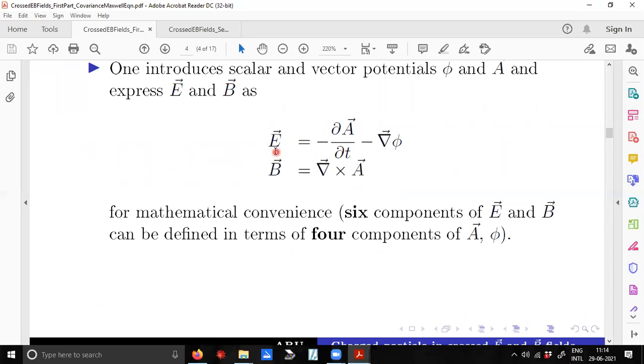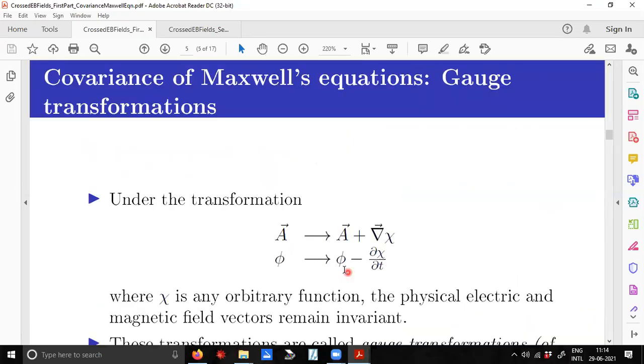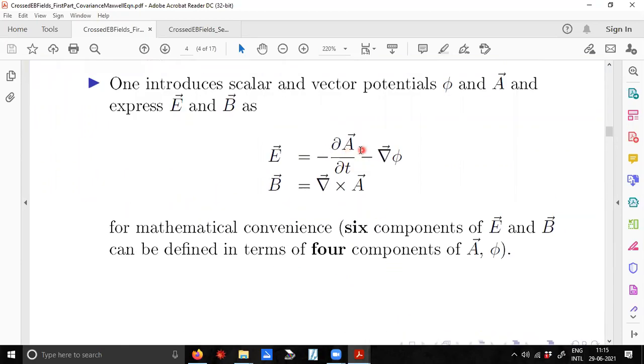Here is the electric field. You replace A by A plus gradient of chi. Write it there: A plus gradient of chi. The gradient of chi, you can write as gradient of dou chi by dou t. That's all you can do. Minus gradient of phi. What is it?